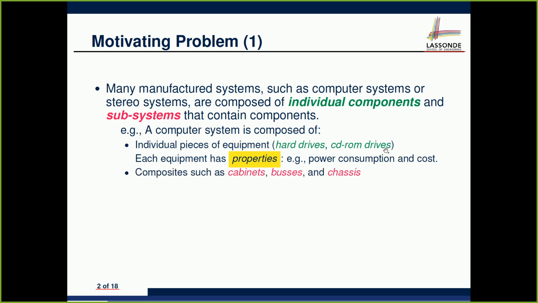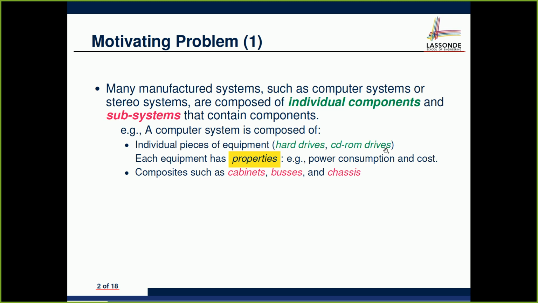And then the more interesting case is when you talk about subsystems or components that contain other components. Composites, we either say subsystem or we might say composites, okay? So composites such as cabinets, like a shelf, and also got buses, like a cable to connect different components. Also, you got chassis. In this case, also like a box inside your computer box. Okay, so now we got two types of things over here.